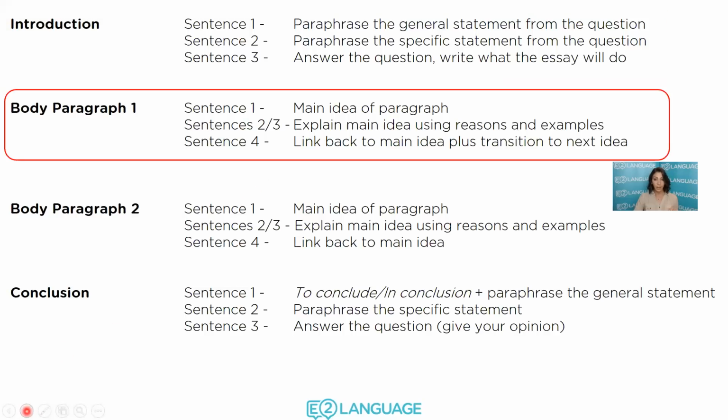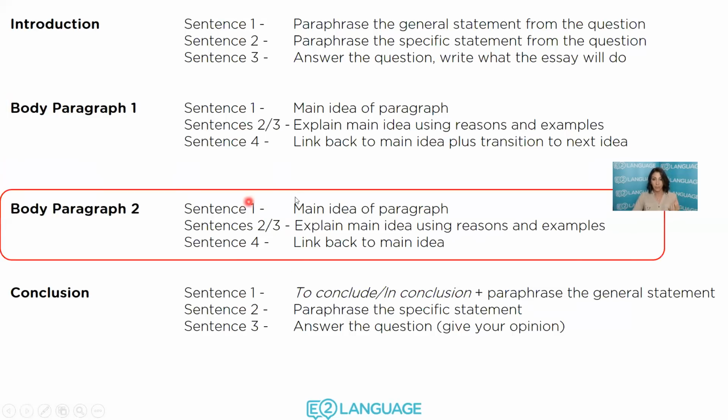Then, body paragraph 1 is going to start off with the main idea. The main ideas come from your brainstorming table that we just did earlier. So for example, I agree that technology is harmful to children because it can hurt their vision. That's one idea. Then you will explain and give an example for how can technology be harmful to children's vision? In what way does it harm their vision? Sentence 4, you're basically repeating the main idea again and linking or transitioning to the next one.